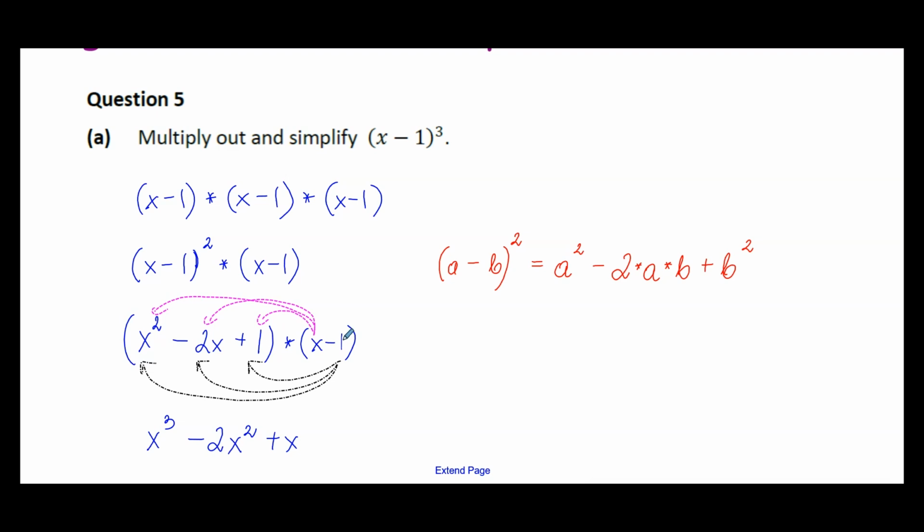And now multiplication by minus 1. Minus 1 by x to the power of 2 is minus x to the power of 2. Minus 1 by minus 2x will be plus 2x. And then minus 1 by plus 1, that will be minus 1.